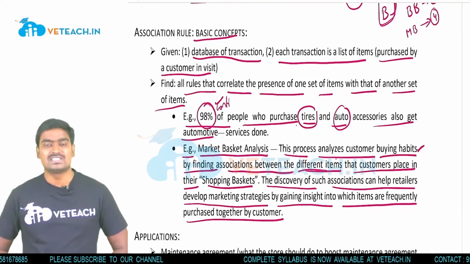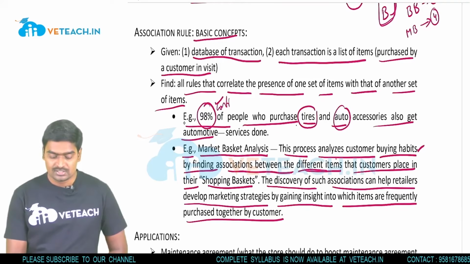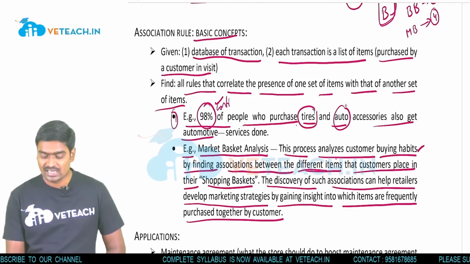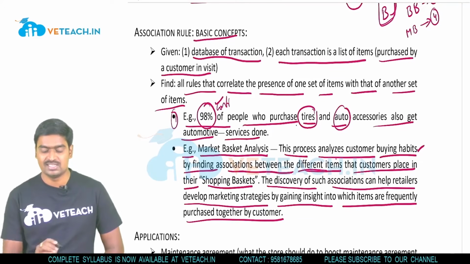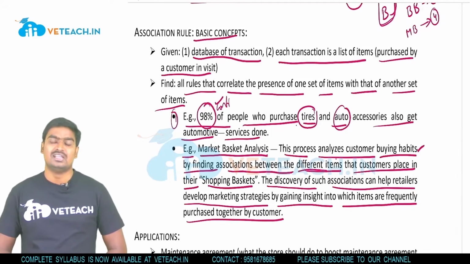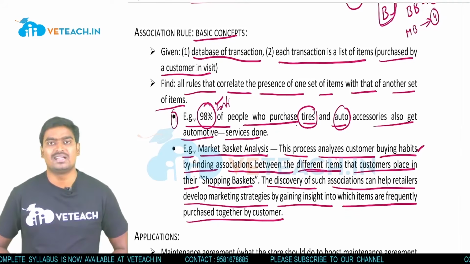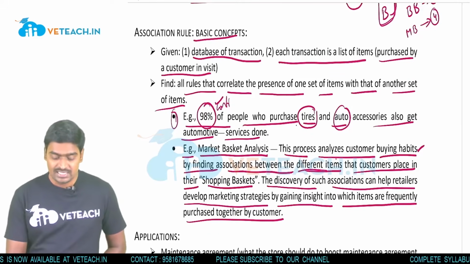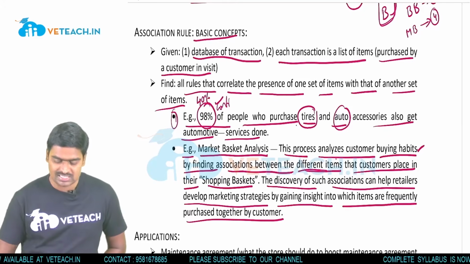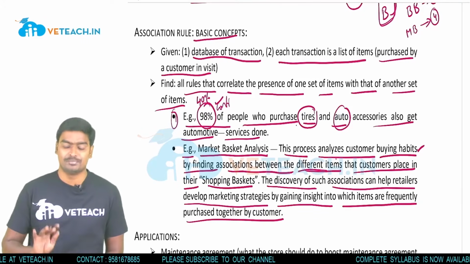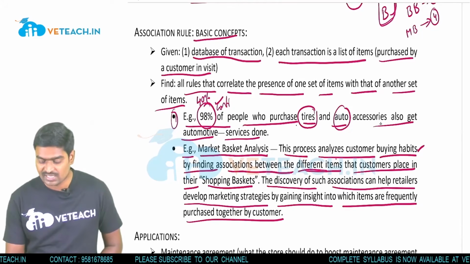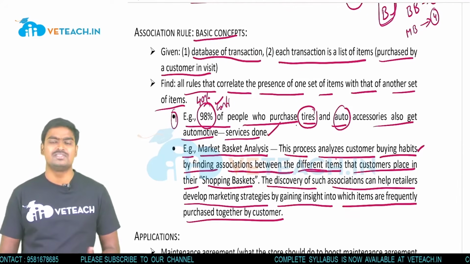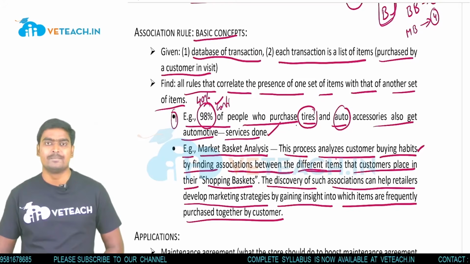Let's see the first example, of automotive. 98% of the people who purchase tires and auto accessories also get the automotive services done. This is the positive perspective. Coming to the negative perspective, only 40% of the people who purchase tires and auto accessories should not get the automotive services done, because we simply analyze these scenarios.